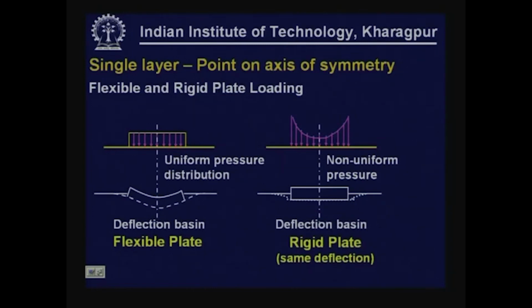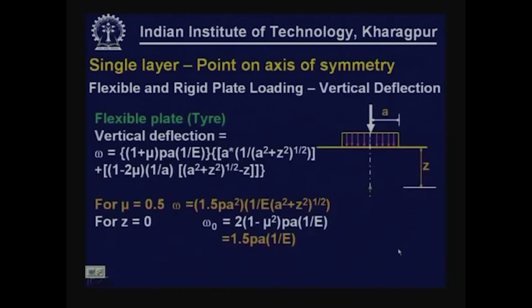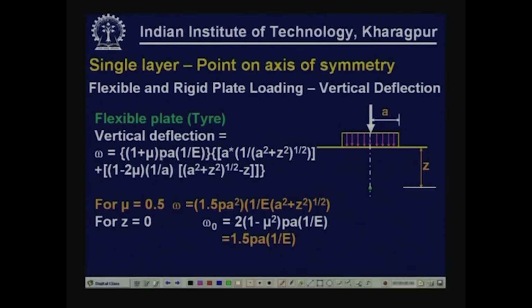So, on the left hand side this system gives you uniform pressure distribution, on the right hand side you have non-uniform pressure distribution. So, the analysis for these 2 systems will be slightly different. For example, if there is a flexible plate, the vertical deflection W is given as a function of the pressure that is applied, radius of load contact area, and of course, the modulus value of the pavement, radius of load contact area, and the depth at which we are trying to find out stress, Poisson ratio value.